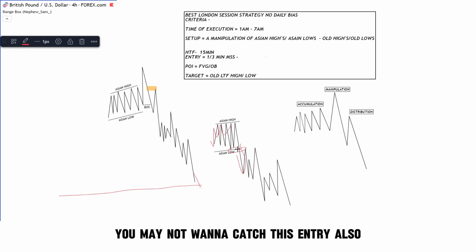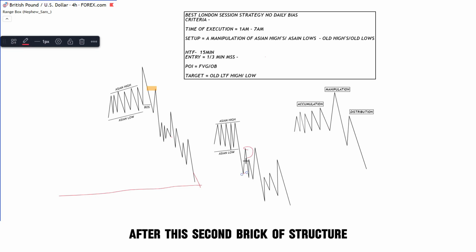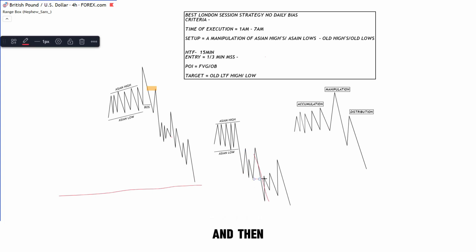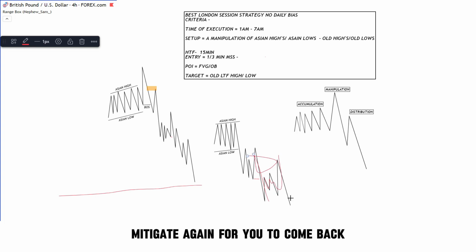You may not want to catch this entry, but now that price gives you a second break of structure, this is an entry that's more confirmed. After this second break of structure, price is going to come back, respect this old high right here, push back down again, and then give you another break of structure. Then price is going to build internal range liquidity to come back and mitigate again, for you to go all the way to clear that old low.